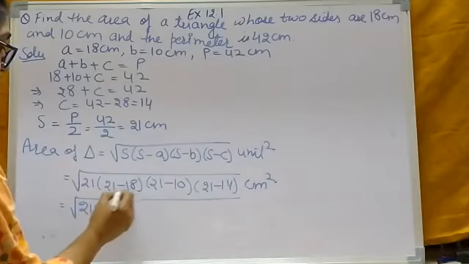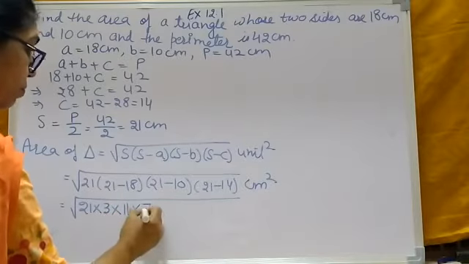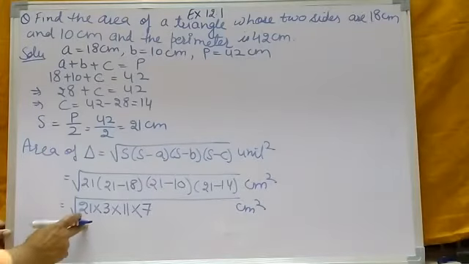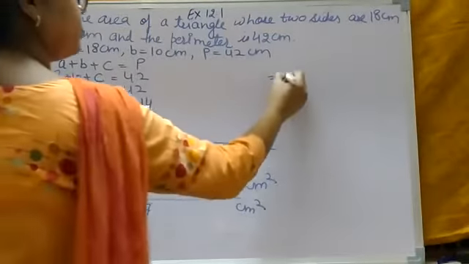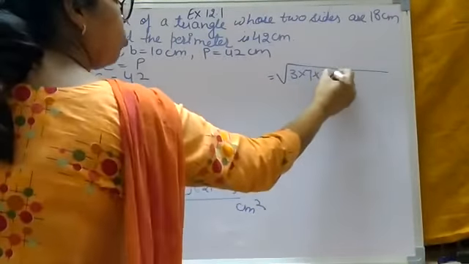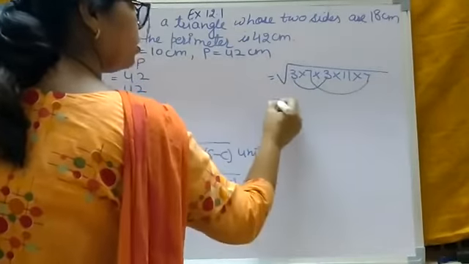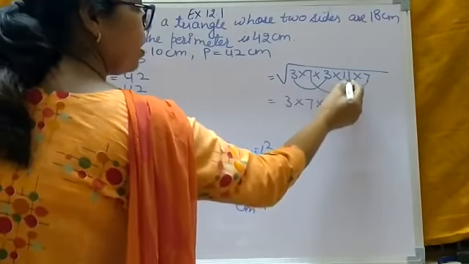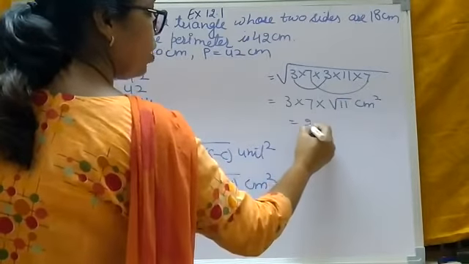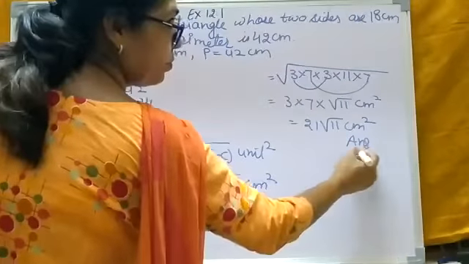21 into (21 minus 18) is 3, into 11 into 7 centimeter square. We make the prime factors of these numbers. 3 sevens are 21. 3 into 11 into 7. Make the pairs. 3 into 7 into 11 has no pair. Root 11 centimeter square is equal to 21 root 11 centimeter square. This is the answer.